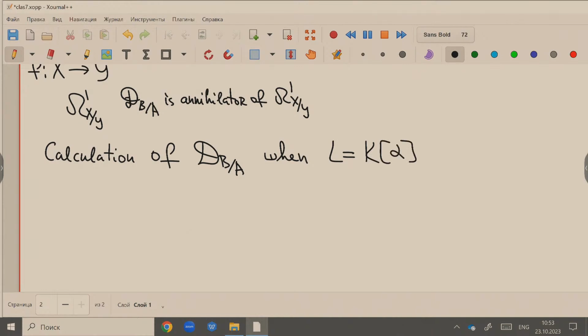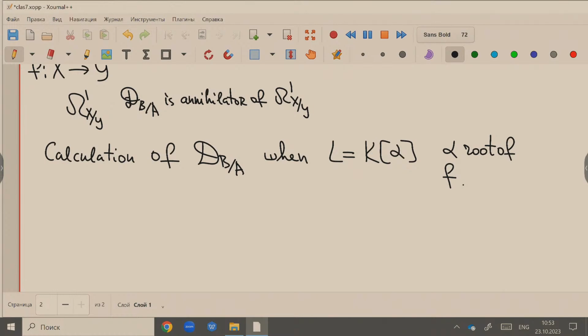where alpha is a root of an irreducible polynomial f. So this could be a map from the conic to the projective line, a projection from the conic to the projective line.